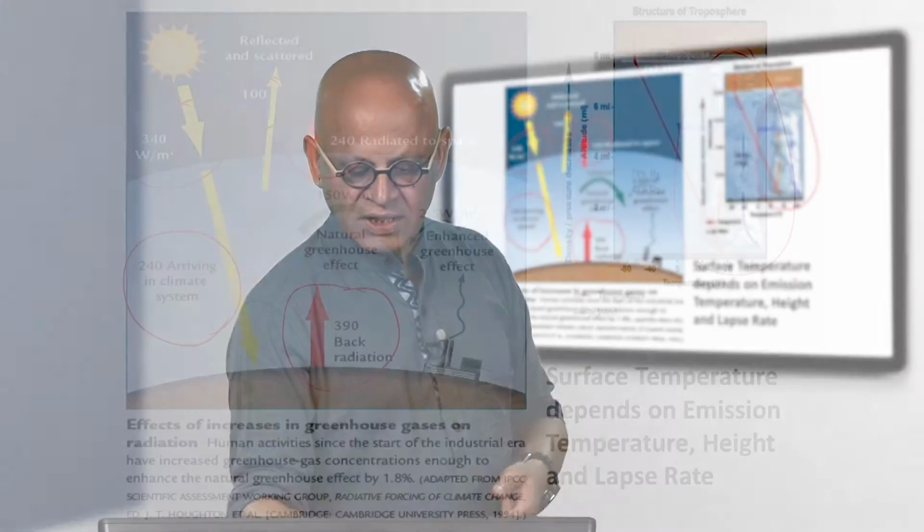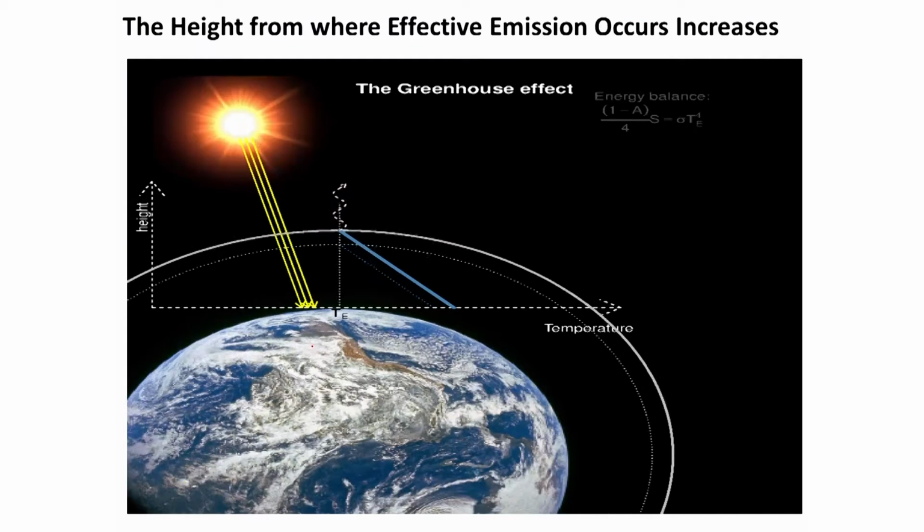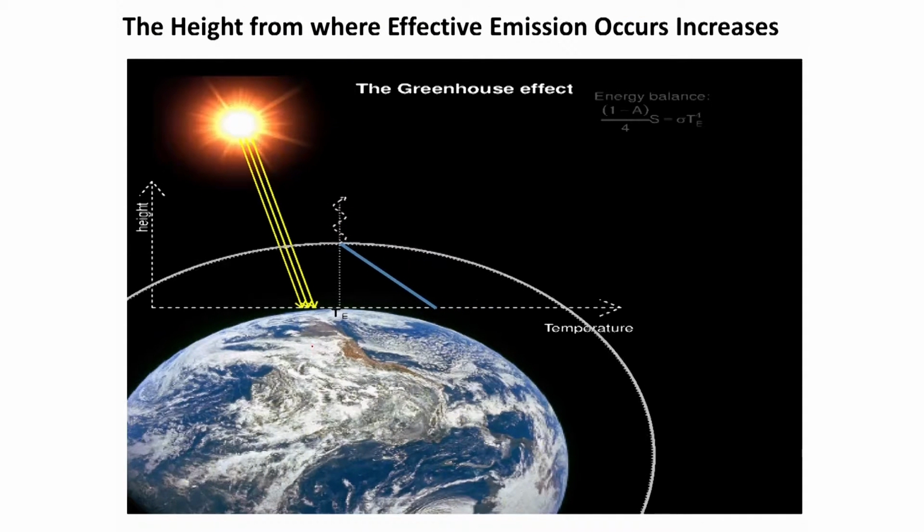So, essentially you have 150 watts per meter squared of natural greenhouse effect, and the enhanced greenhouse is right now trapping some additional long wave radiation that should go to space, but it is being trapped and the outgoing is balancing the incoming, but it is being done at a different temperature. That is what I want to emphasize. How does it do that?